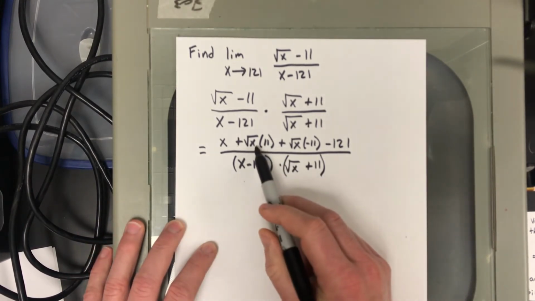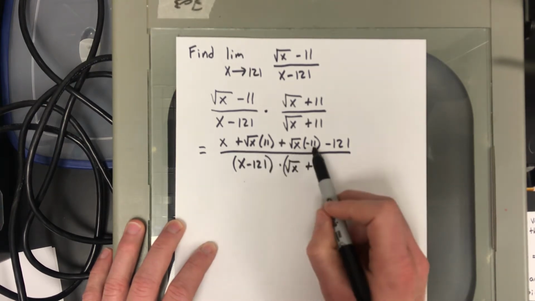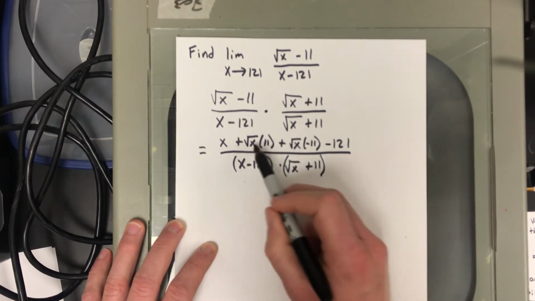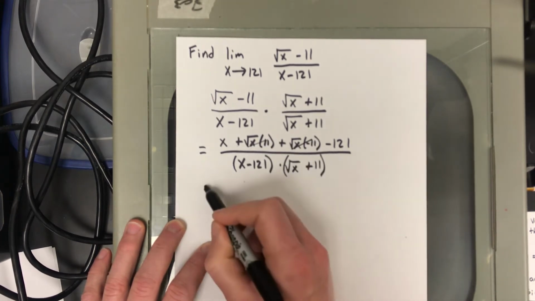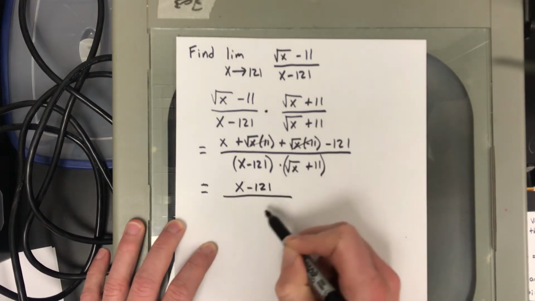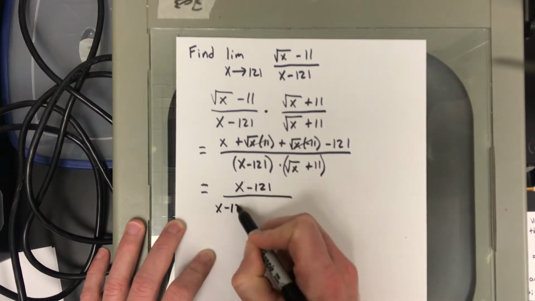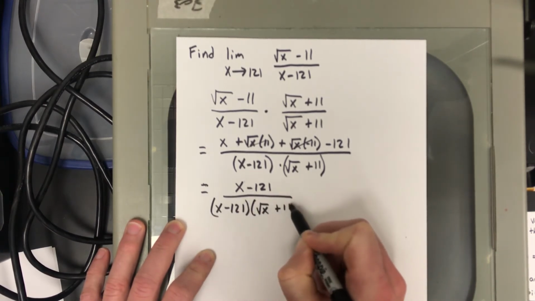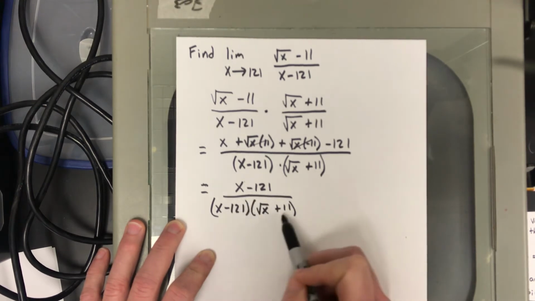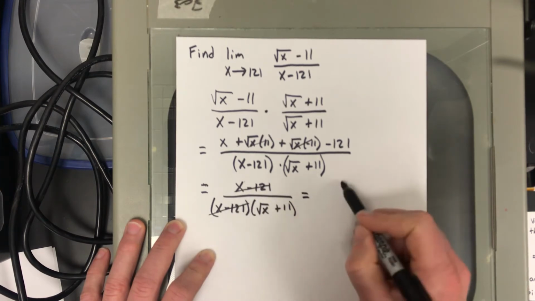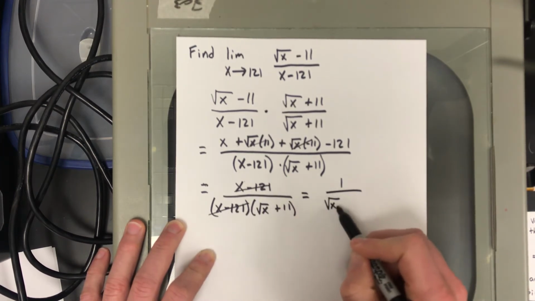Now on top I have x, and square root of x times 11 is 11 square root of x. Negative 11 times square root of x is negative 11 square root of x. They actually cancel each other out, and that just leaves x minus 121 over x minus 121 on the bottom times square root of x plus 11. So as you can see, this is why I left it as is, because now I can cancel this with this to leave 1 over square root of x plus 11.